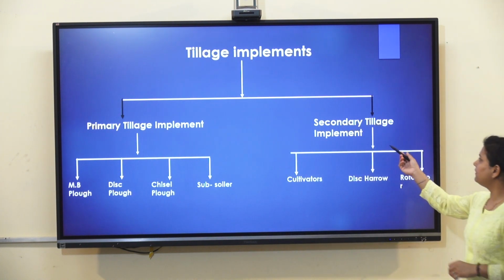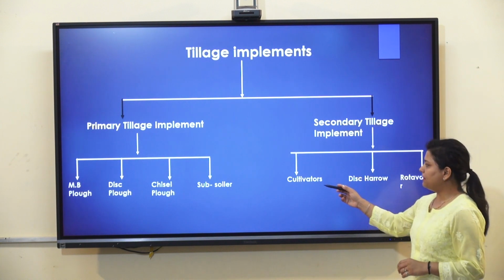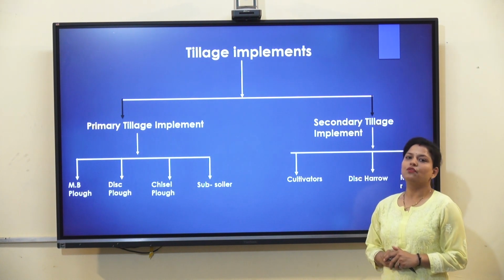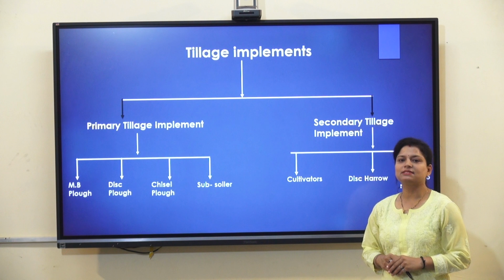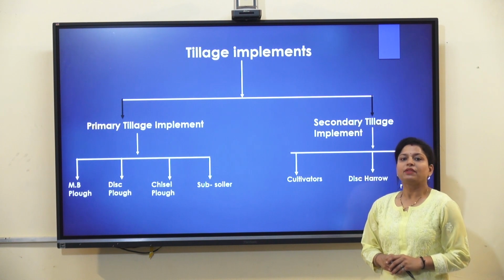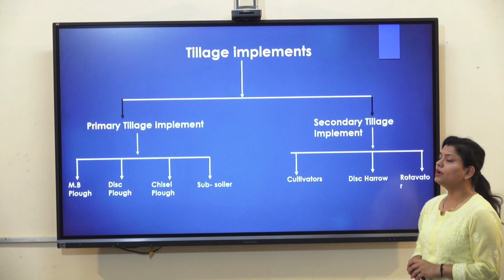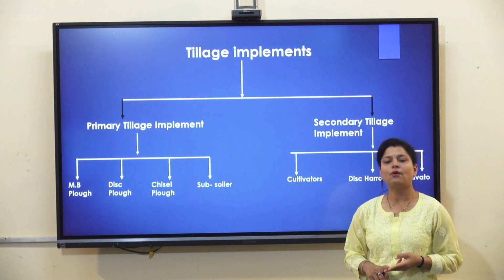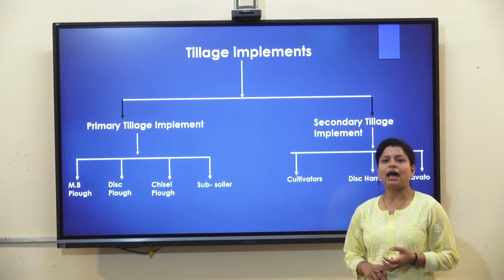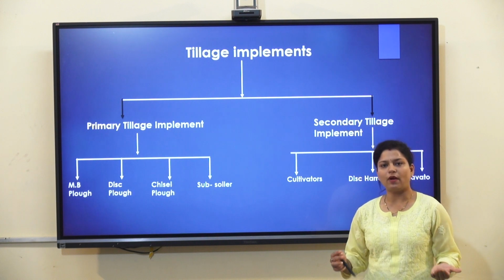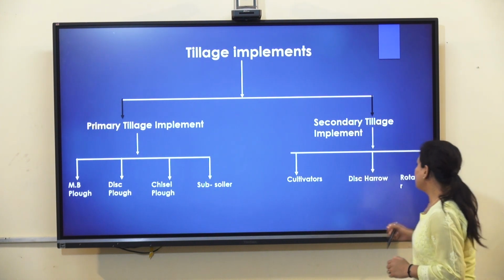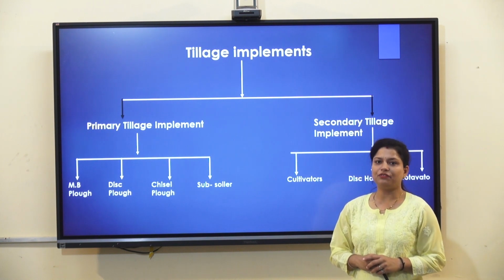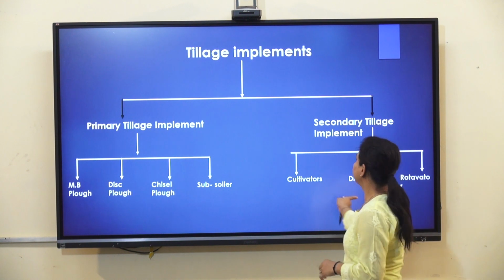Now come to secondary tillage implements. In secondary tillage, cultivators, disc harrows and rotavators are used. Cultivators are used for crumbling of the soil. Sometimes the cultivator is also used for intercultural operations. Disc harrows are categorized in three forms: single action disc harrow, double action disc harrow and tandem disc harrow. These harrows can be used according to the soil condition and type of crop. The third one is the rotavator, which is very popular nowadays. It is very efficient for crumbling of the soil.